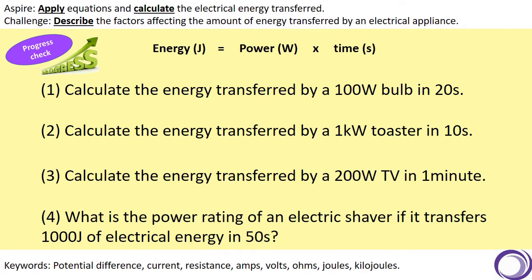Number 1 then. So energy equals power times time. So the power is 100 and the time is 20 seconds. So we just do 100 times 20 seconds, 2000, add your unit in joules. Give yourself 2 marks if you've got that right, 2000 joules.